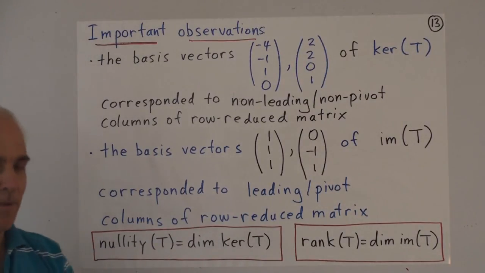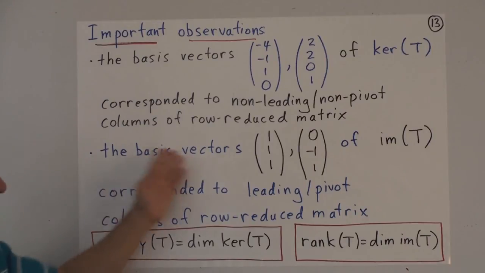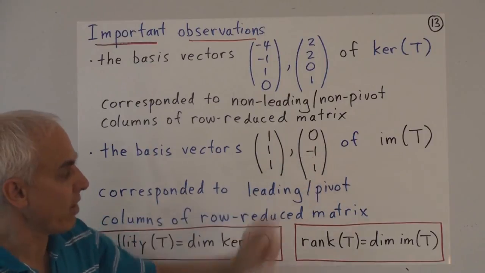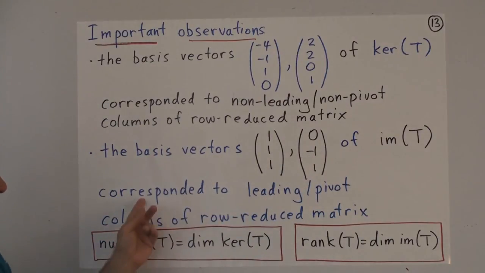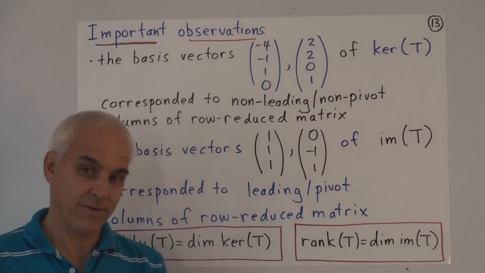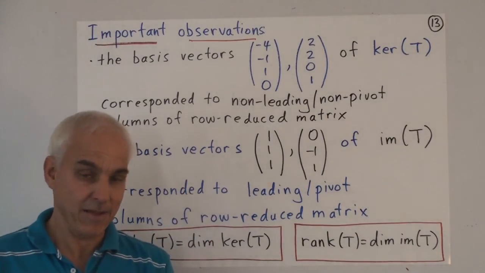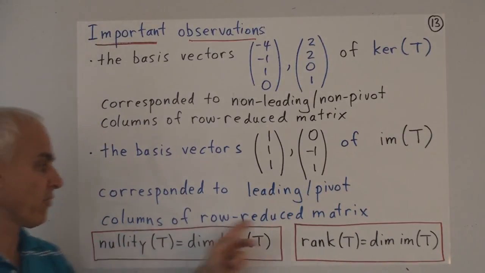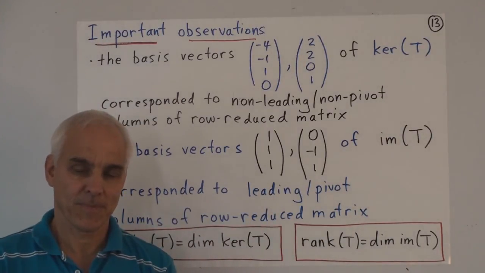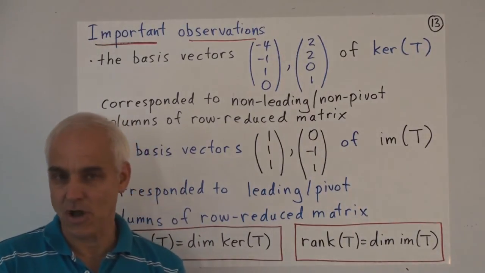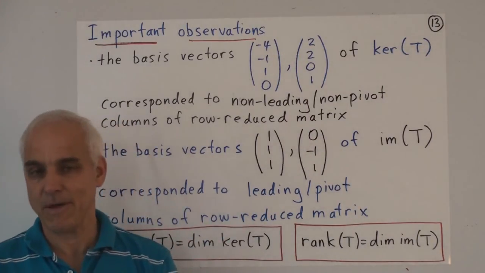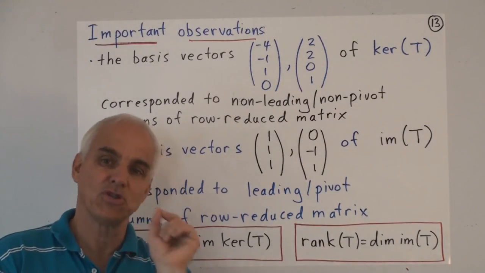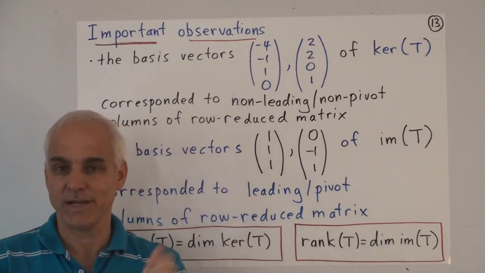And the other complementary observation is that the basis vectors of the image of the transformation, these vectors 1, 1, 1 and 0, minus 1, 1, they were in fact the first two columns of our initial matrix A. And they corresponded to the leading or the pivot columns of the row reduced matrix. The reason why we took those first two columns of the matrix A and not some other ones or some other number is because in the row-reduced form of A, it was the first two columns that were the pivot or leading columns.